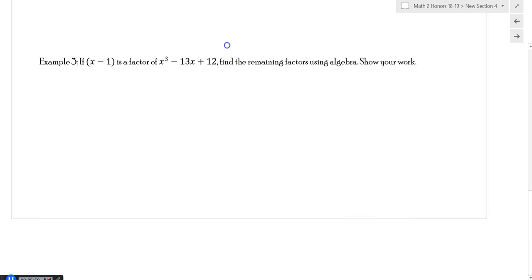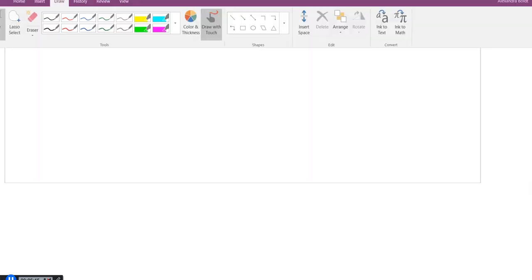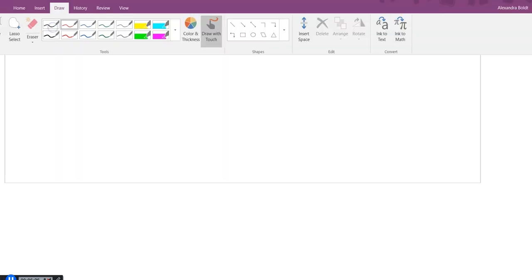I'm going to skip example 2 for right now. I'm going to go back to it after example 3. But it says if x minus 1 is a factor of x cubed minus 13x plus 12, find the remaining factors using algebra. Show your work. Okay? So x minus 1 is a factor. What do we know about a factor? Kind of using the same idea from target B. Remainder is 0. Okay?